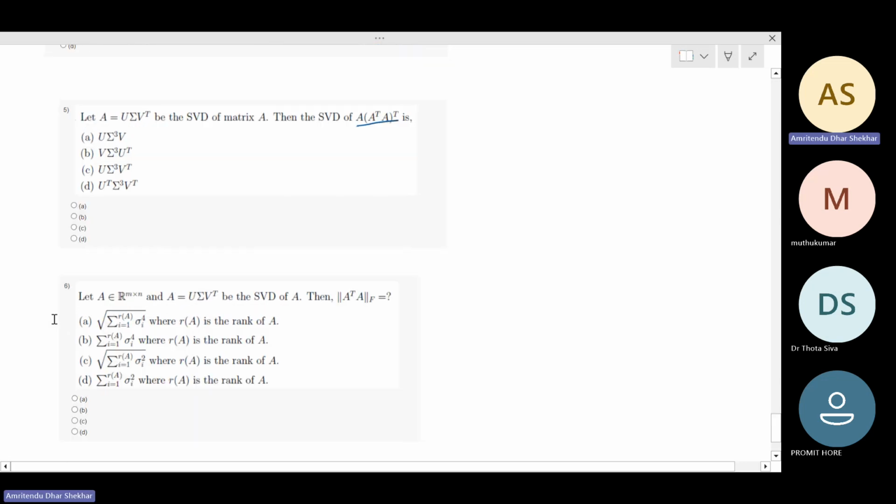So this problem is that we substitute A with U sigma V transpose.